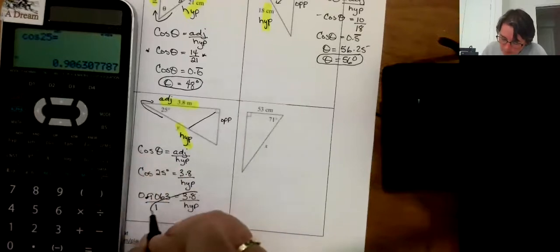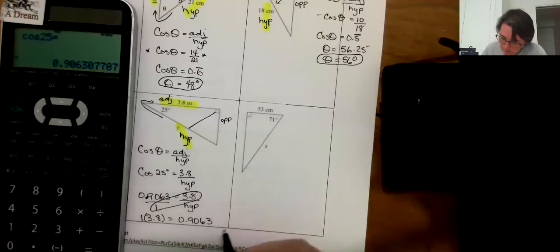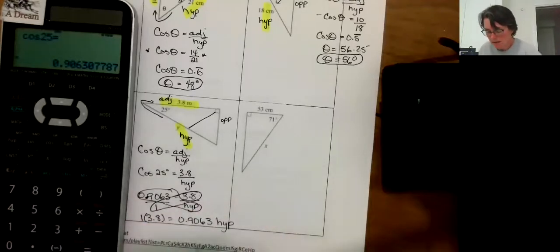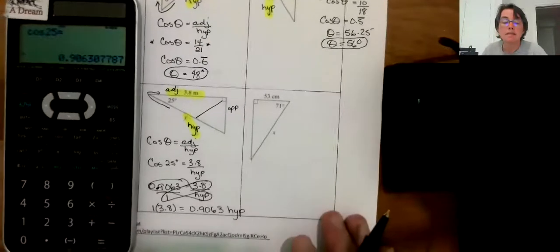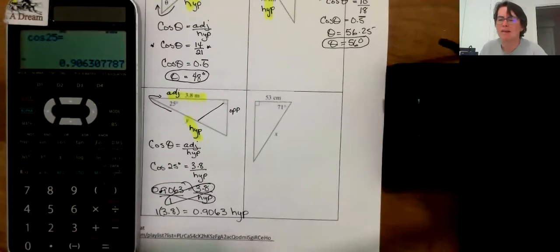So multiply through: 1 times 3.8, 0.9063 hypotenuse. I always write that. It is just practice, and I don't know, I find if I start to divide at this step, it just becomes random as to which number is on the top and what am I dividing by and stuff like that. Just take the time. It's not that bad.